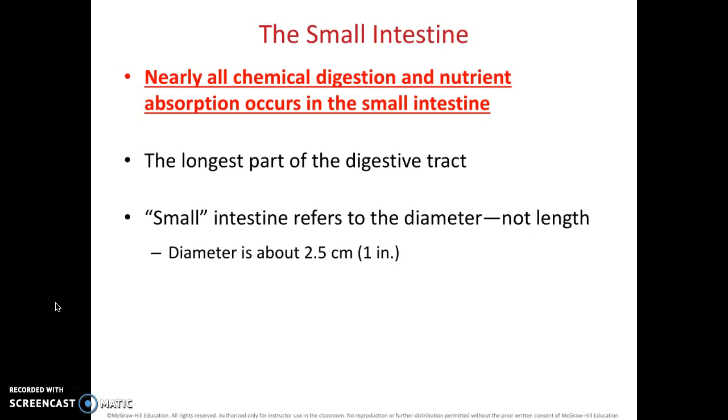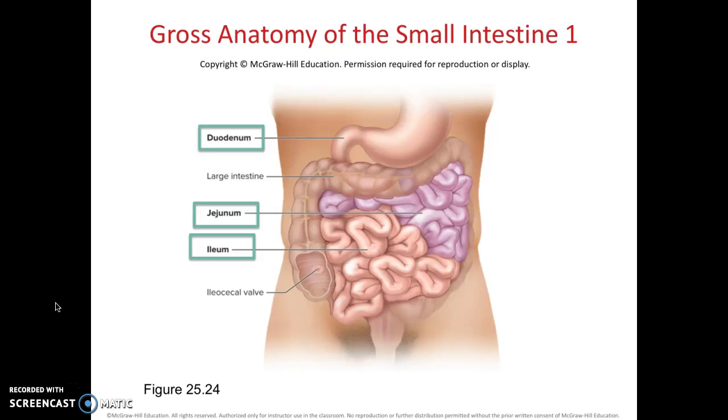The small intestine is the longest part of the digestive tract, with small referring to the diameter rather than the length. This is the anatomy of the small intestine. If you remember, the small intestine begins at the pyloric valve, with the duodenum happening right here. The duodenum is the first part, and of course this is the stomach. So duodenum, and then the jejunum, and then the ileum.